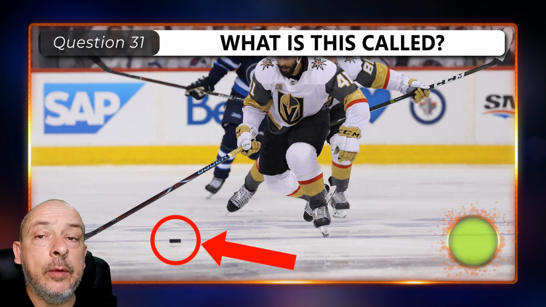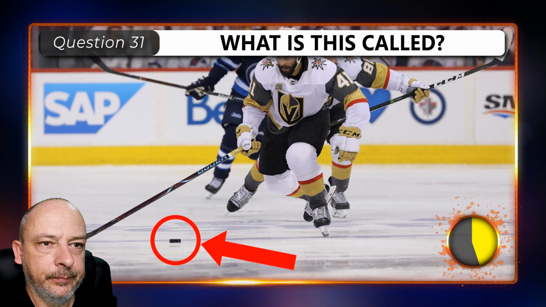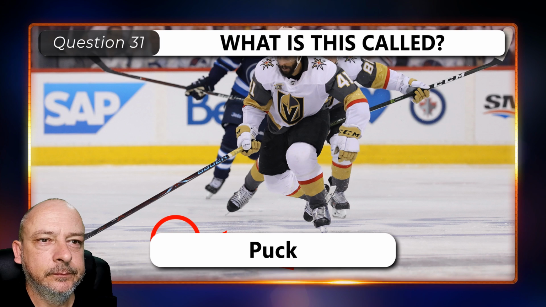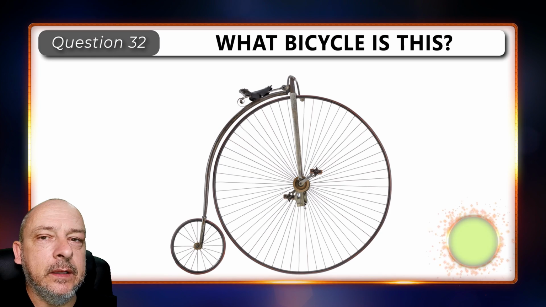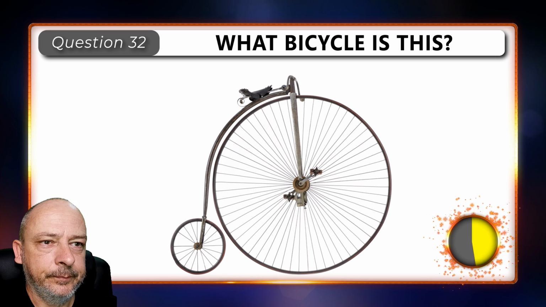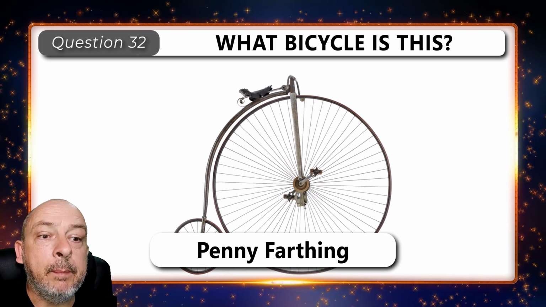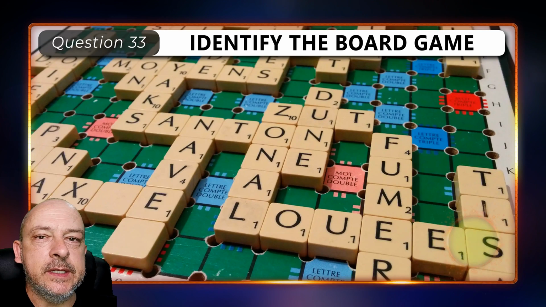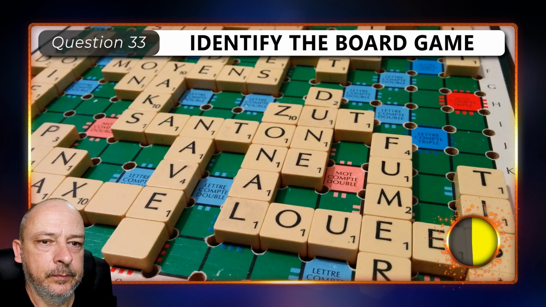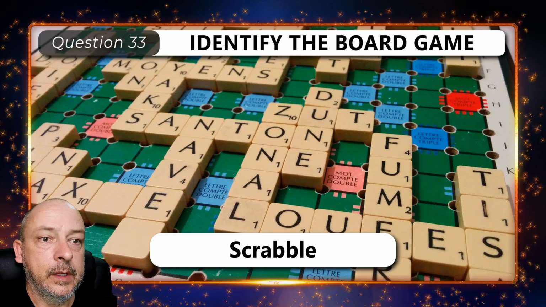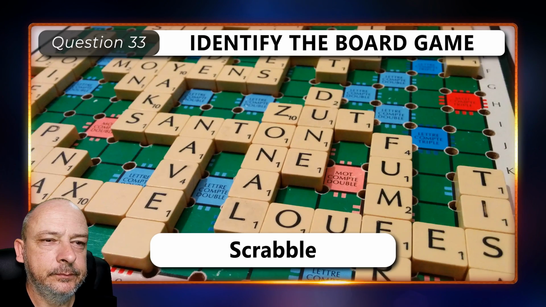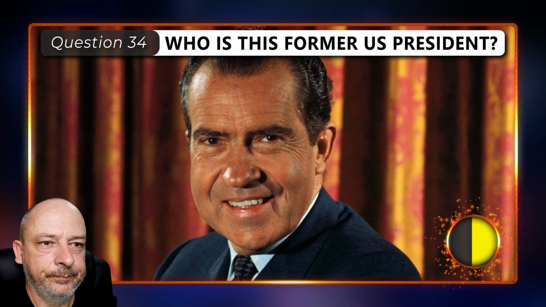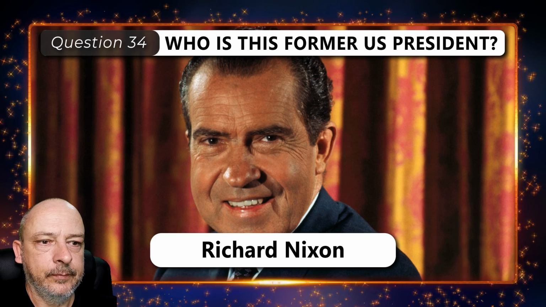What do you call this object? It's an ice hockey puck. What type of bicycle is this? A penny farthing. What board game is this? Scrabble. Who is this? Richard Nixon.